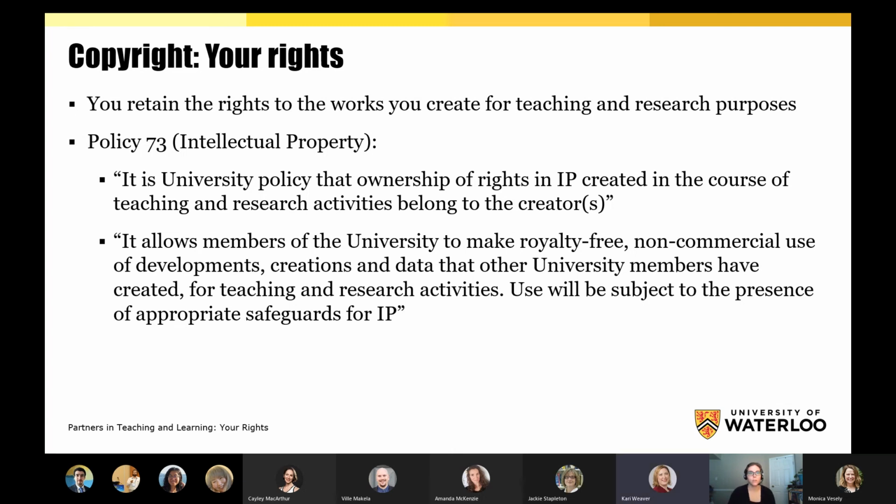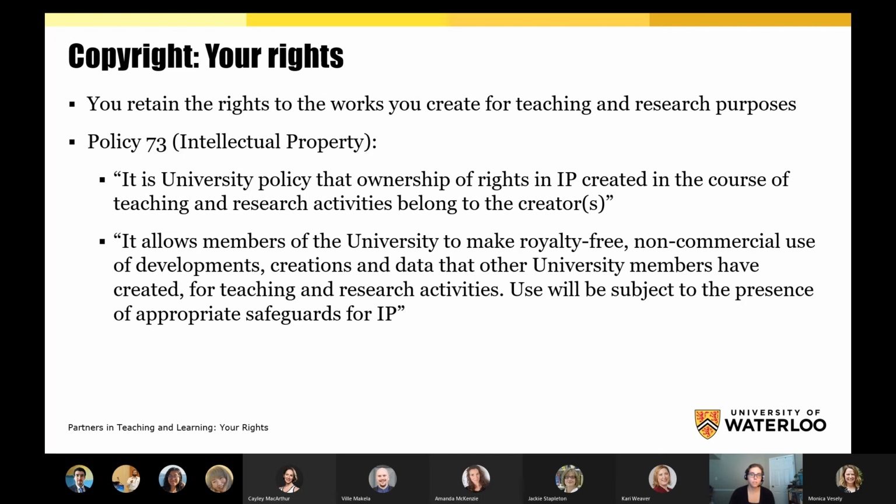Thanks, Carrie. Okay, so I'll just speak about a couple of different elements of copyright, mainly your rights about copyright when you're teaching, and your responsibilities. First up, your rights, which are mainly covered under Policy 73, Intellectual Property. Amanda was talking a bit about them earlier and about having those conversations with students, and it really all ties back to the fact that you own the material that you create for teaching and research activities.